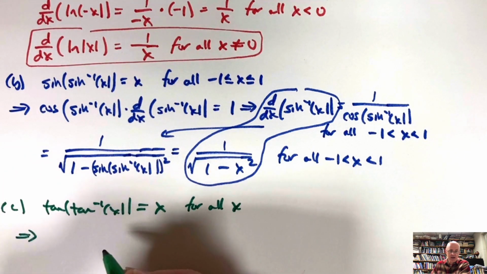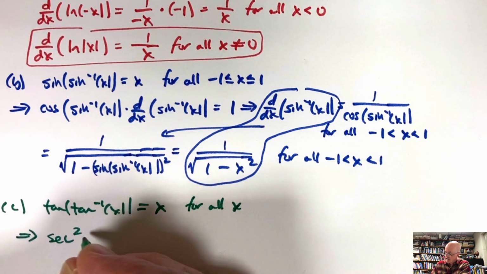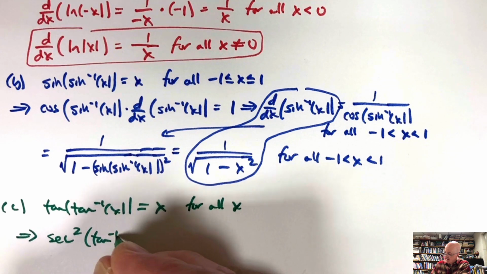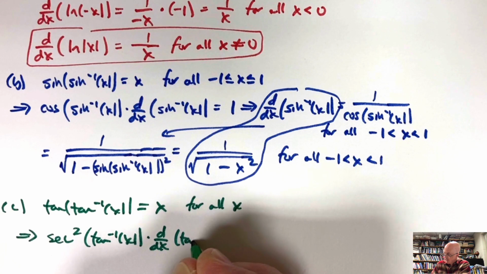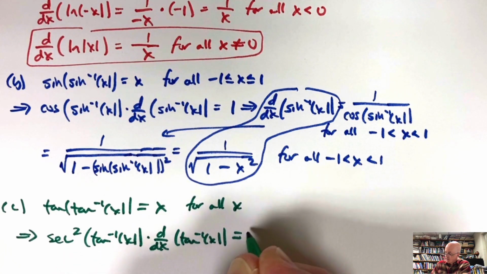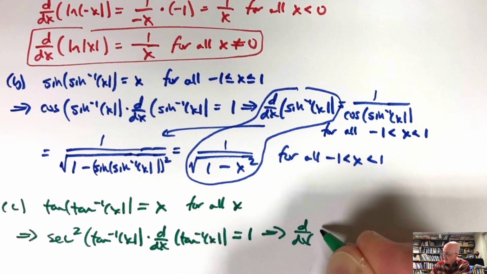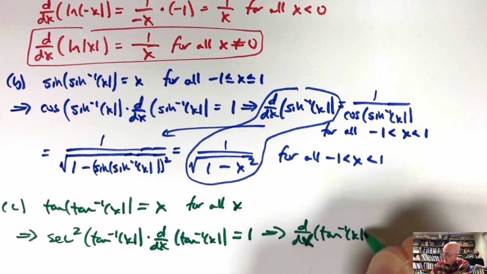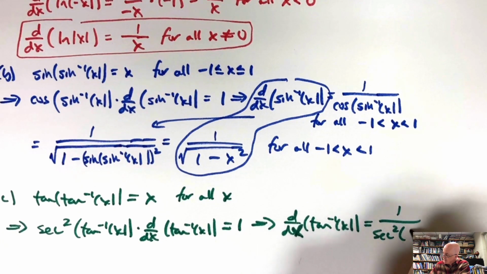Do the same kind of thing. Take the derivative of both sides. In the last video about derivatives of trig functions, we saw the derivative of tangent is secant squared. Plug in the inside function, then multiply times the derivative of that inside function. Differentiate the right side. Solve for the unknown derivative, d dx of inverse tangent of x. Could be written as 1 over secant squared of inverse tangent of x, and that would be true for all x.